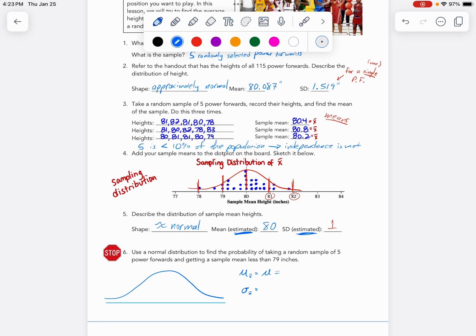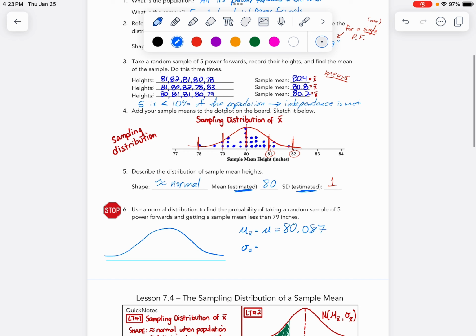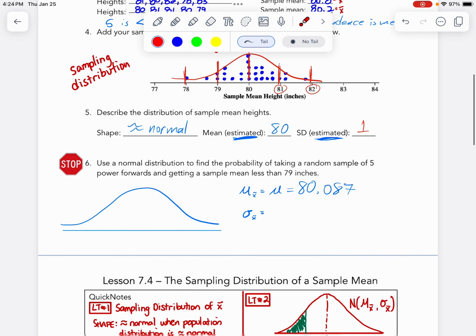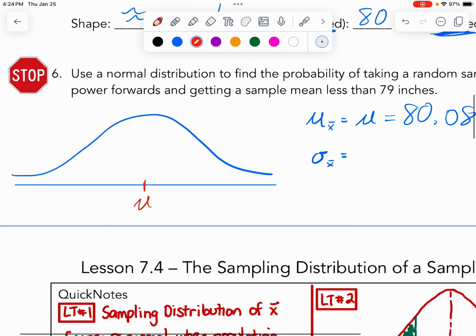It will be centered at 80.087 inches, which isn't bad, right? Here's our sampling distribution. It looks like it's pretty much at 80. We're doing well. So my curve is centered at mu, which is 80.087.